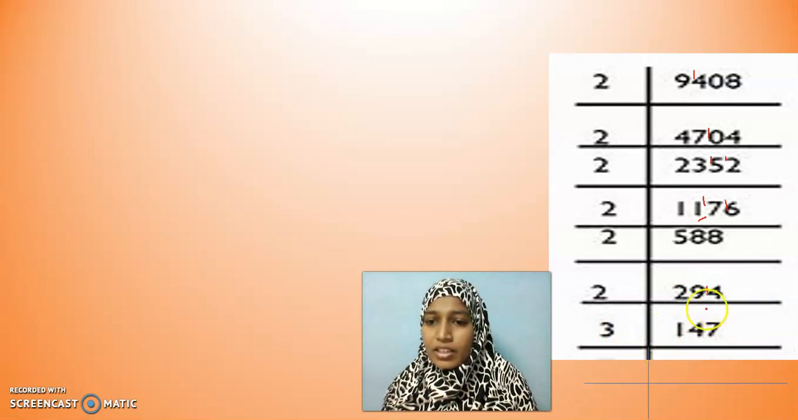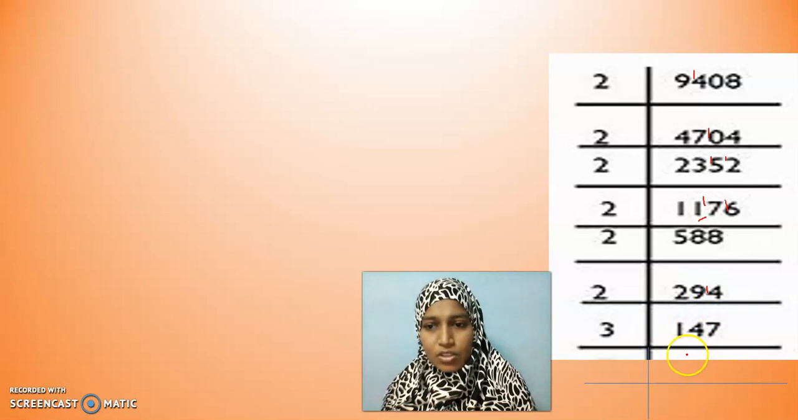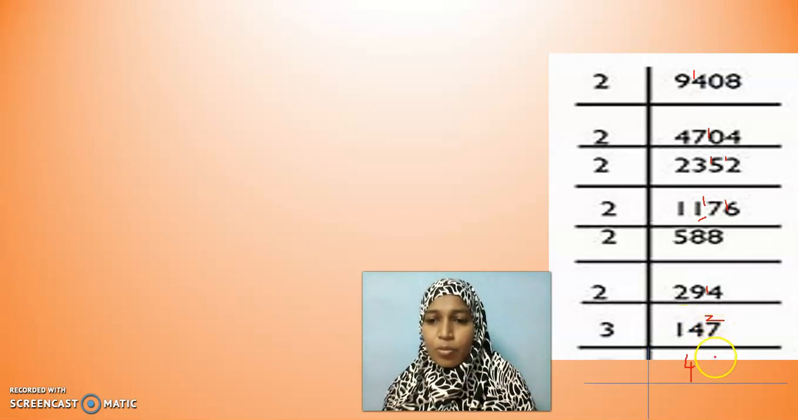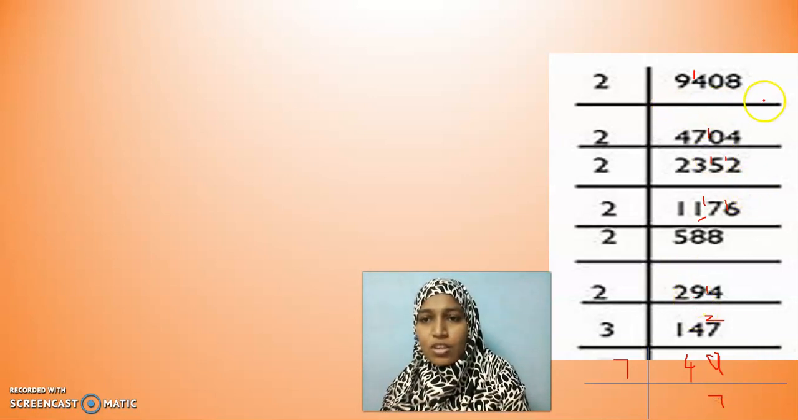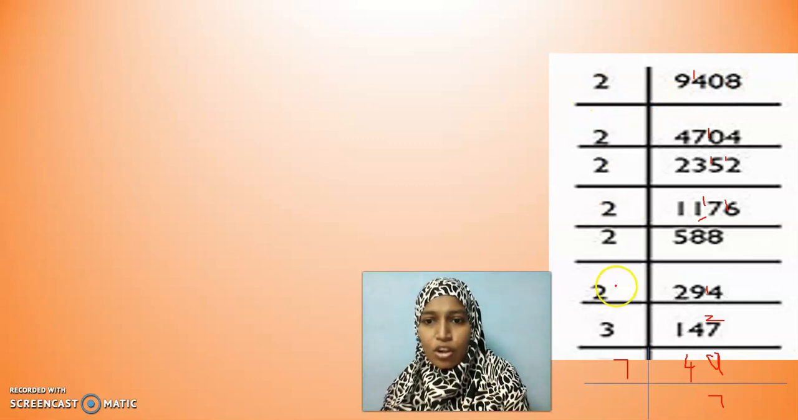In the 3 table, is it divisible? How to check the divisibility? 7 plus 1, 8. 8 plus 4, 12. If I add the sum of digits, it should be divisible by 3. So it is divisible by 3. 4 3s are 12. Remainder 2, so 27. How many times 27? 9 times. 9 3s are 27. Then I have 7 7s are 49. Is it clear, my dear children? So I have got the prime factorization for 9408.